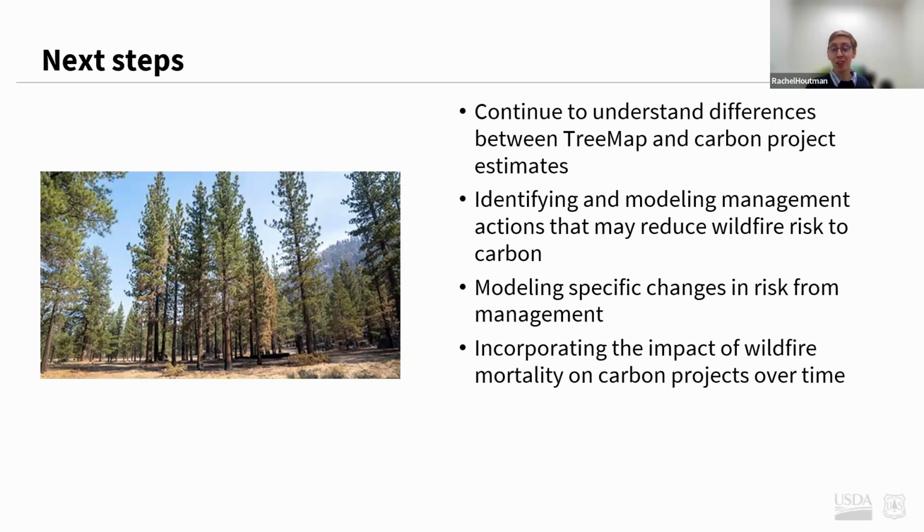Modeling specific changes in risk from management. That involves moving back to that FSim output and determining how different management actions could impact those FSim probabilities, and then incorporating the impact of wildfire mortality on carbon projects over time as well. So this doesn't account for the fact that some of those trees move from live carbon into dead carbon, and how does that impact their projection in terms of the timeline for their carbon storage.